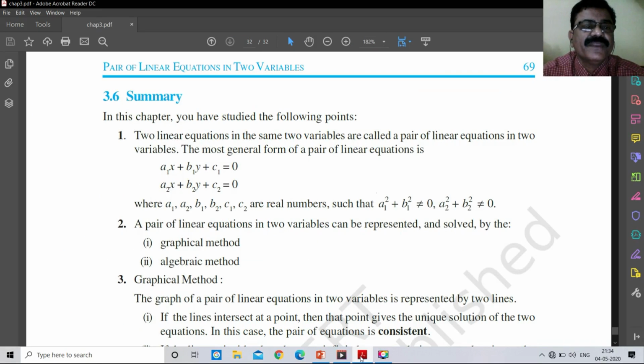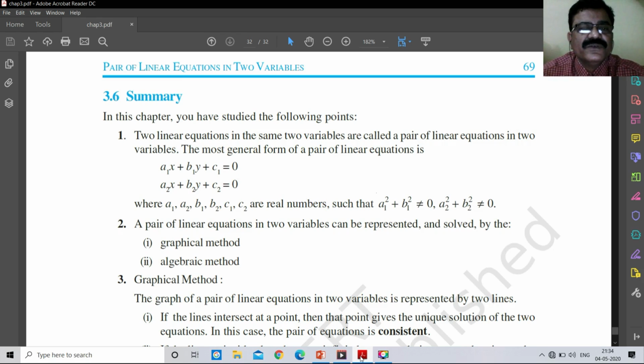Let us see the summary of this chapter, the part which we have already discussed in part 1, part 2 and part 3. In part 1, part 2 and part 3 we have taken some examples, finding the solutions of two variable linear equations algebraically as well as geometrically, that is graphically, and by solving these we can conclude a few points.